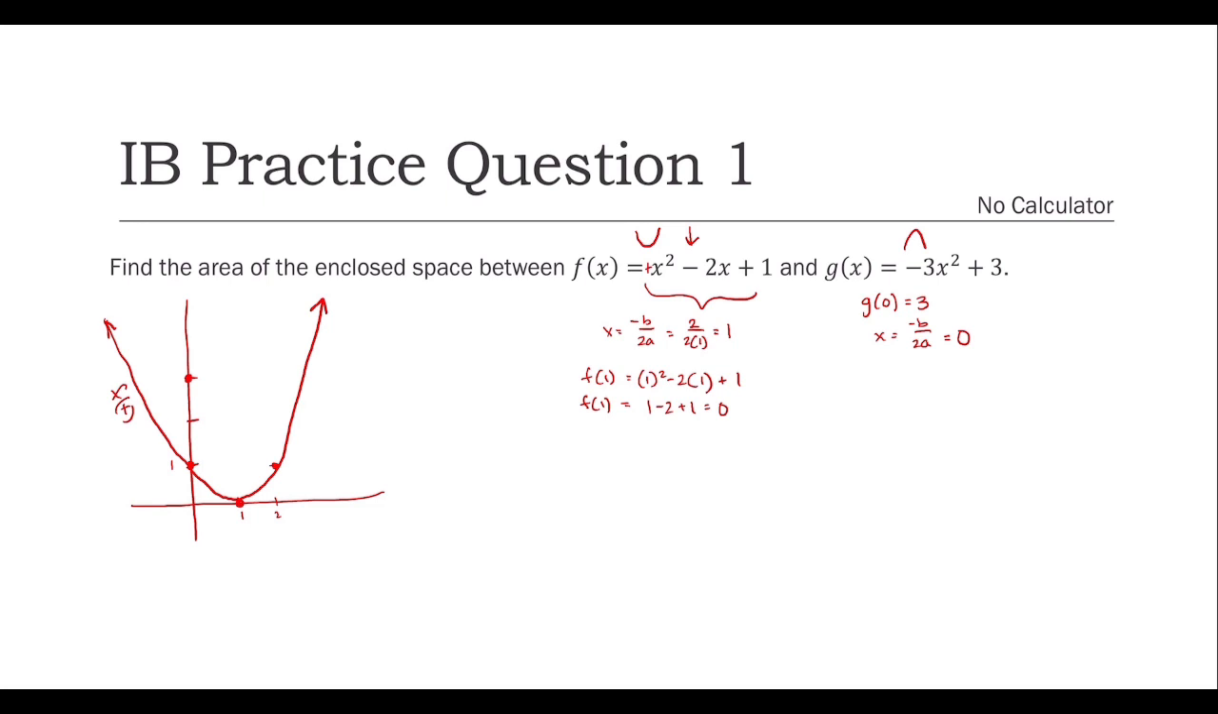So if we wanted to find another point, we could plug in g of 1, which is negative 3 times 1 squared plus 3. So negative 3 plus 3 is 0. So g of 1 is 0. So at negative 1, it'll also equal 0 because our line of symmetry was x equals 0. So our g of x will look something like this.